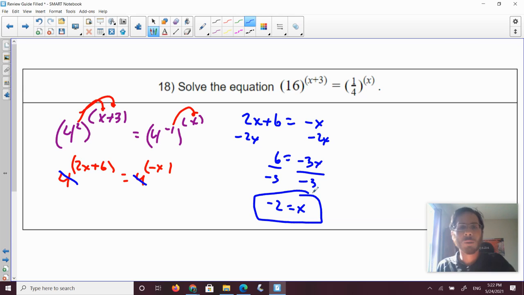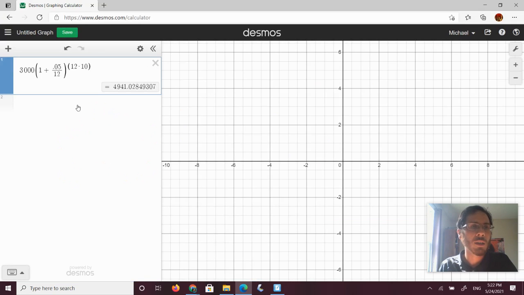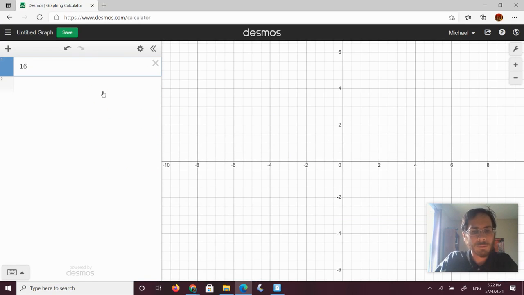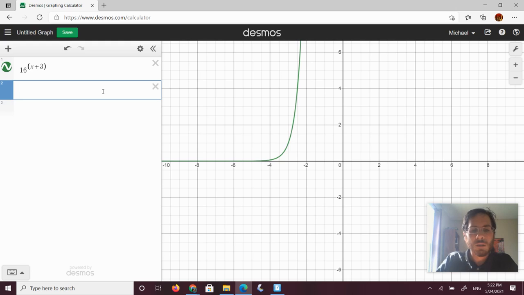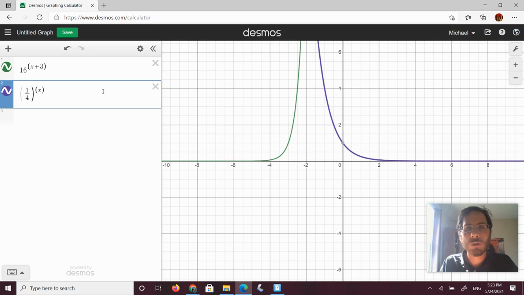So just like some of them that we graphed, we're going to graph this one just to check it out. So we got 16 to the x plus 3 power. Then we had 1/4 to the x power. And we got to find where they intersect. So it looks like they're going to intersect somewhere kind of up.